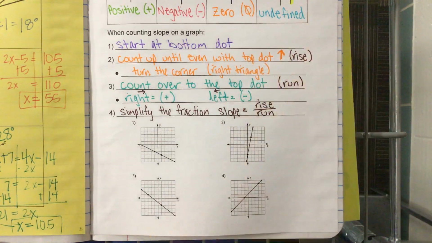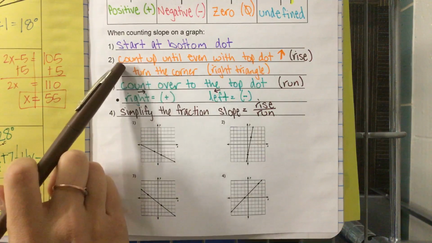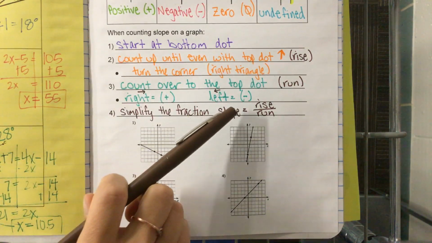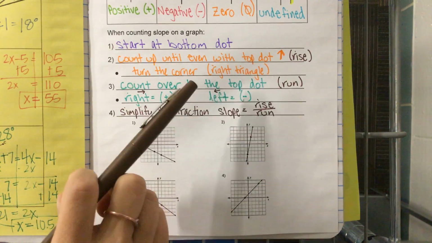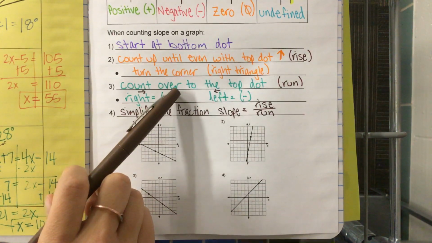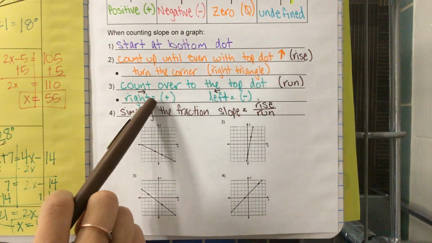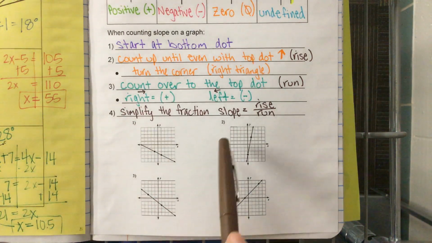So the number that you get from counting up is your rise. That'll go in the numerator of our fraction. And then the number that you get from counting over is your run. That'll go in the denominator. If you have to count to the right, that number is going to be positive. If you count to the left, that number is negative. Slope will equal rise over run.